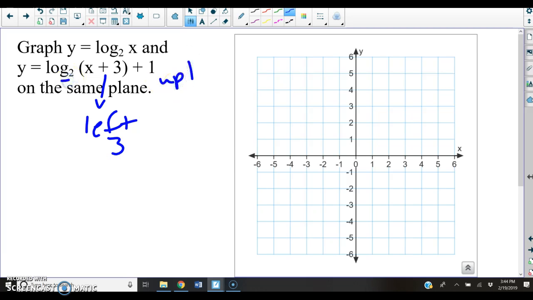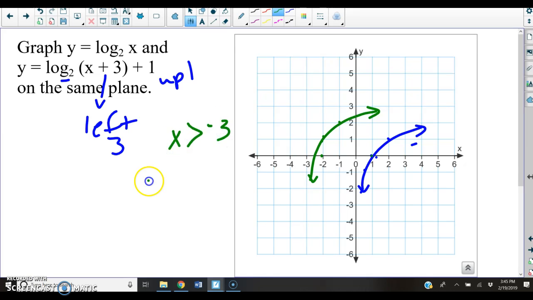So it's a base 2. So normally it would go like this, wouldn't it? And so on, it would look a lot like the square root function, but it goes forever. But if it's going to go left 3 and up 1, now it's going to be over here, isn't it? Okay? So your domain, x has to be greater than negative 3, but your range, y, is still any real number. But up 1 just kind of shifted where this point was. Everything else is the same.